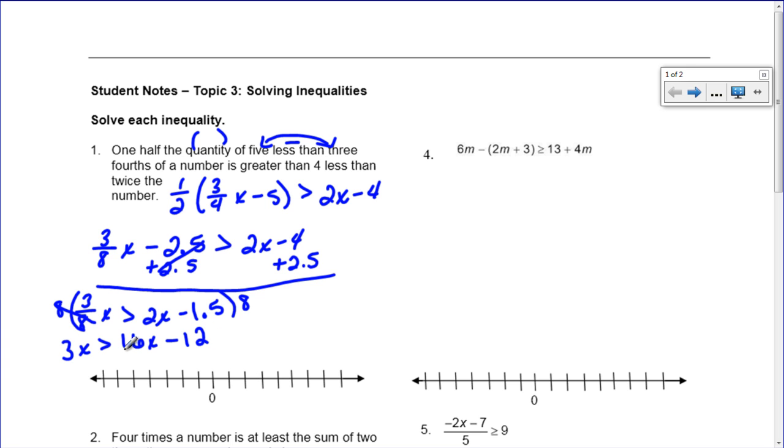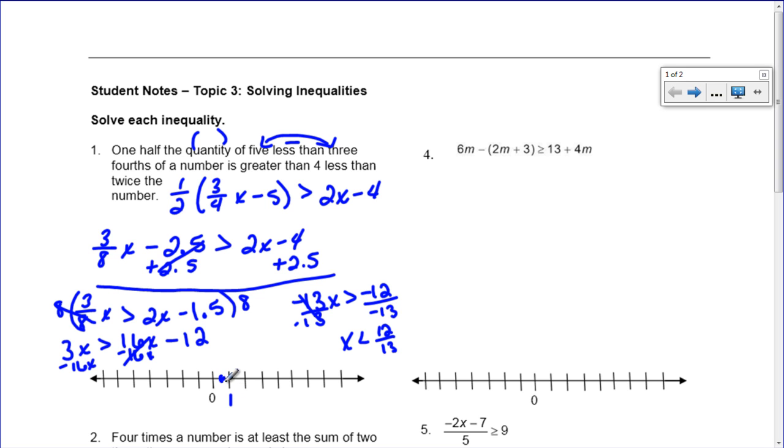Well, I like to get my variables over here, so I'm going to subtract 16x. And when I subtract 16x, that's going to give me negative 13x is greater than negative 12. And then I'm going to divide both sides by negative 13 so that I can have x by itself. And remember, since I'm dividing by a negative, this is now going to flip my inequality symbol. So this is going to become x is less than 12/13, which is almost 1 whole, because 13/13 would be a whole. So if this was 1, 12/13 would be right before it.